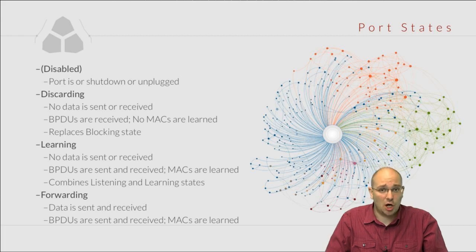Then we have the discarding state. The discarding state is very similar to the blocking state in the traditional spanning tree, in a way that no data is being sent or received in this state, and the BPDUs are received and accepted, but no MAC addresses are learned, and also BPDUs are not being transmitted in this state, similarly to the blocking state in the traditional spanning tree.